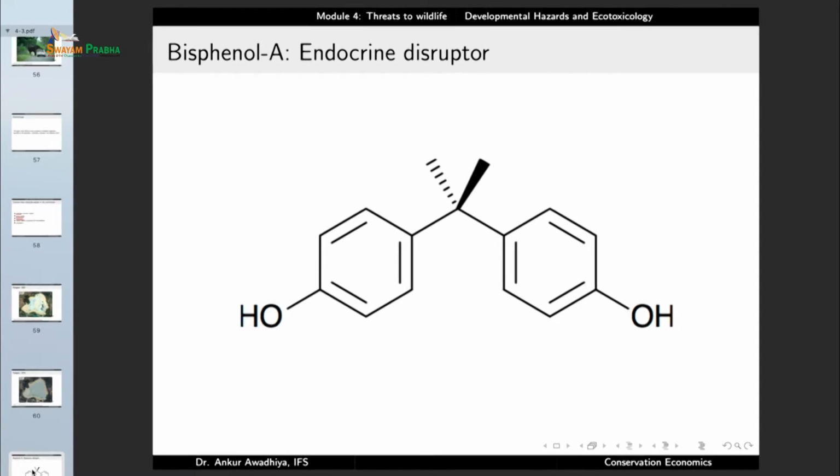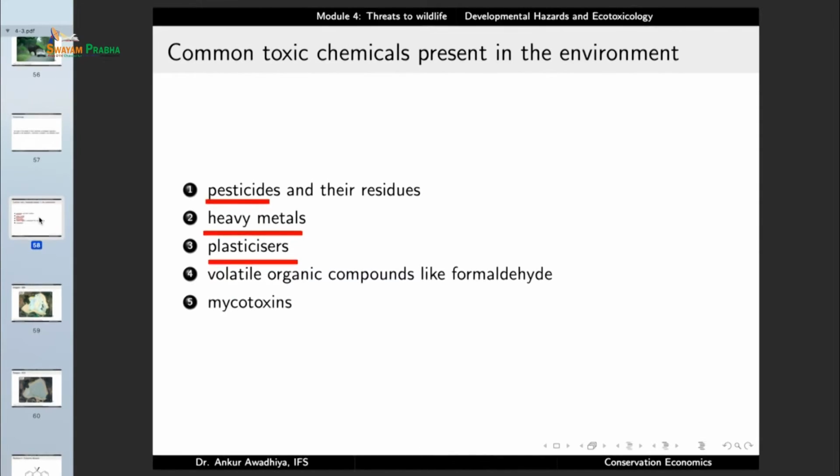Now, bisphenol A is a plasticizer that is added to plastics to make it more supple, to make it more transparent, but it acts like hormones in the bodies of different organisms. It disrupts the functioning of the endocrine system in different organisms. And ecotoxicology will try to study what is the impact of this chemical on different organisms at different scales.